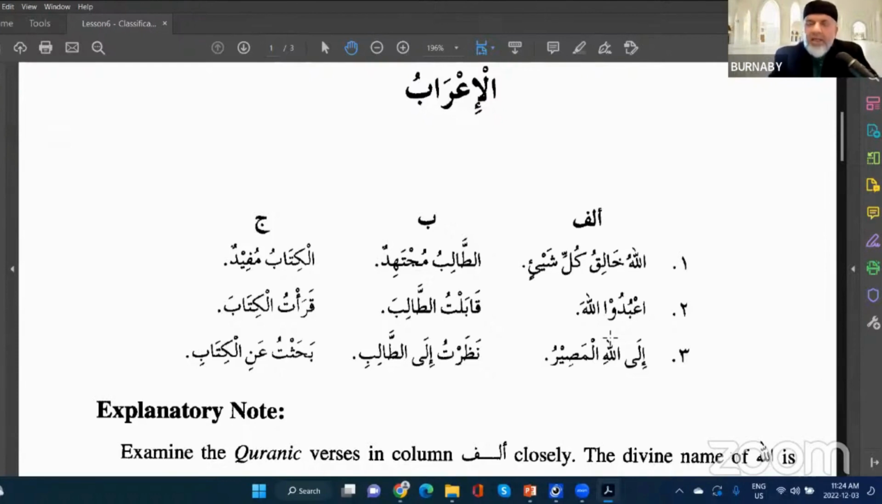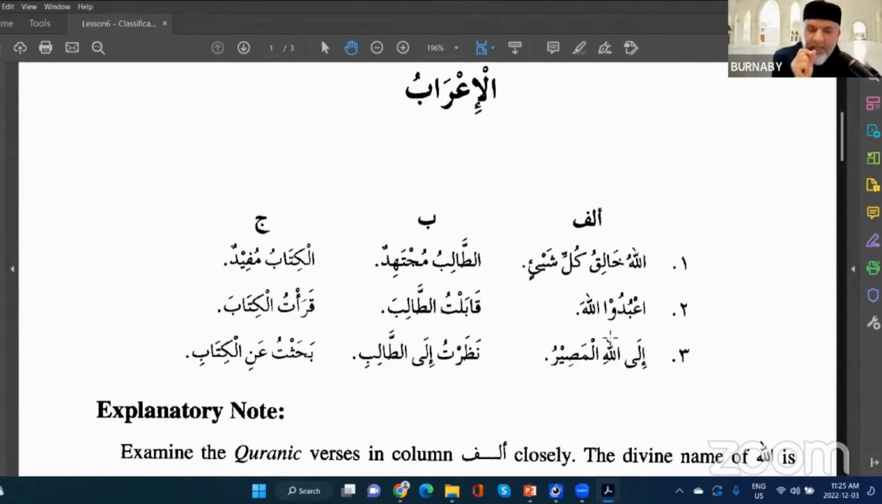Allah here is nasab, or jar? Nasab. Got it? That is all I'm trying to figure out right now. Okay, in the next word, qabaltu taliba. Is taliba at-talib, the singular wahid? Yes. Is the last letter with the fatha? Yes, so it is nasab. Okay, qara'tul kitaba, I read the book.